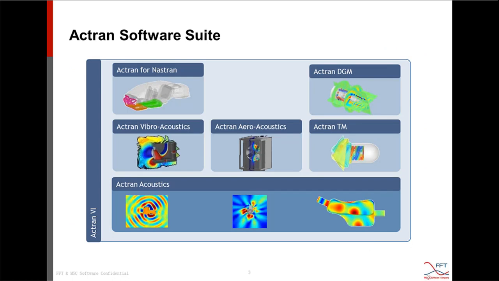First, an overview of the Actran software suite. Well, Actran is generally a finite element-based acoustic simulation software. As we can see, it is divided into several modules to tackle different acoustic problems. The basic module is Actran Acoustics. It allows performing acoustic radiation analysis from vibrating structures, which is exactly the topic of today. It also allows performing acoustic propagation in duct systems.